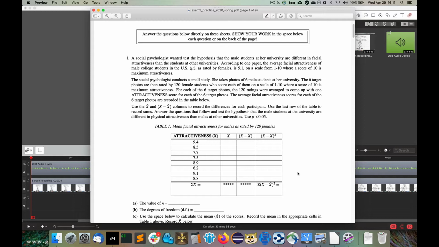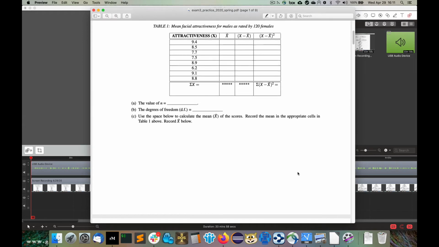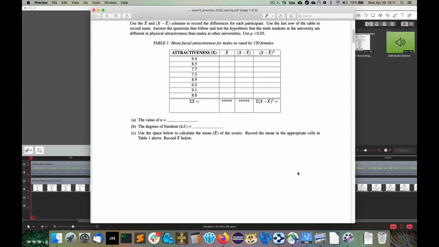The average facial attractiveness scores for each of the 8 target photos are recorded in the table below. Use the X bar and X minus X bar columns to record the differences for each participant. Use the last row of the table to record sums. Answer the questions that follow and test the hypothesis that the male students at the university are different in physical attractiveness than males at other universities. Okay? So go ahead and take a look at this. So there's where we start.